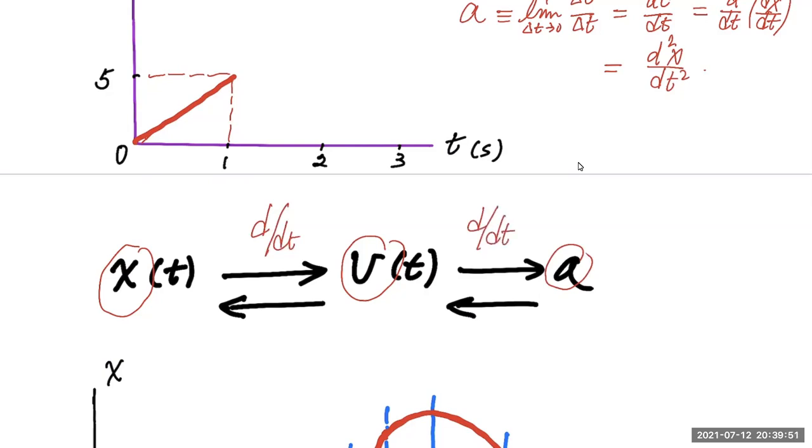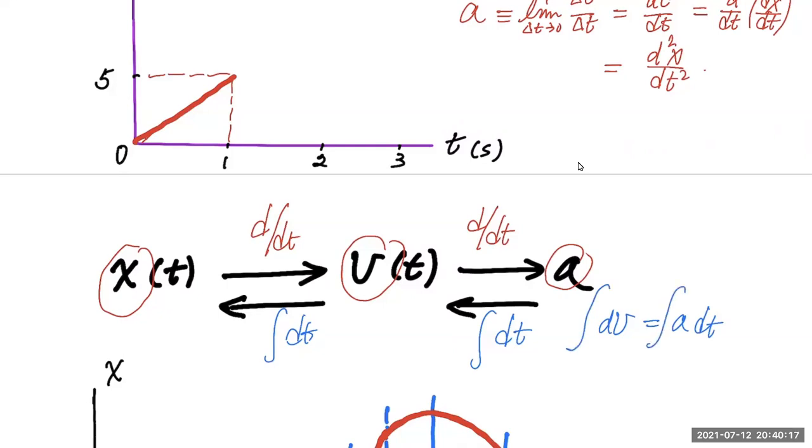Now, of course, you can go backwards. That is called the antiderivative, otherwise known as the integral. So you can go backwards. You have to integrate over time. Okay, so we say dv equals a dt, right? Because a equals dv over dt, and then we integrate both sides.